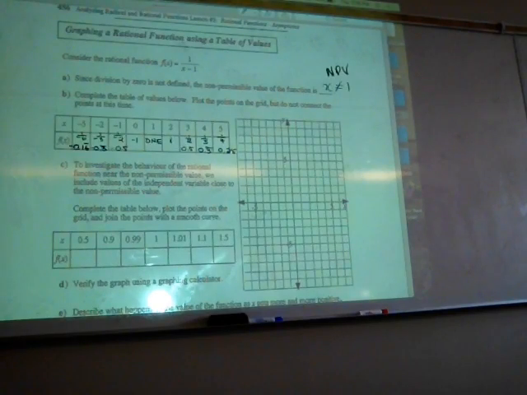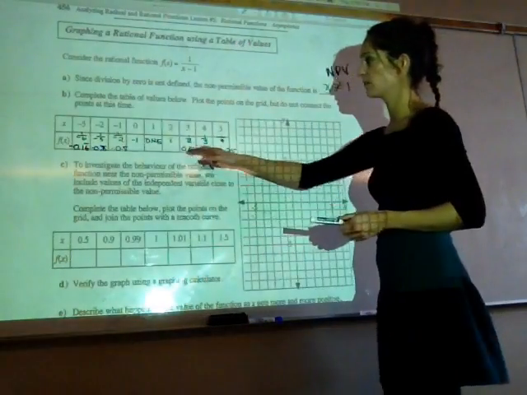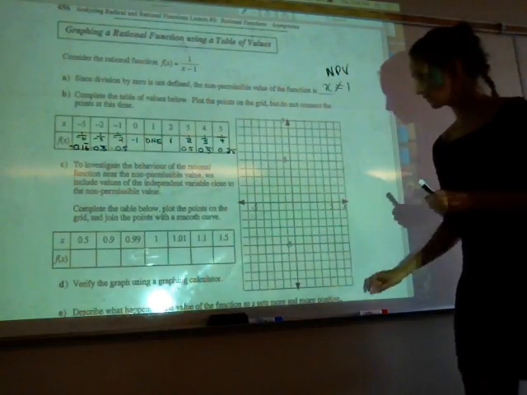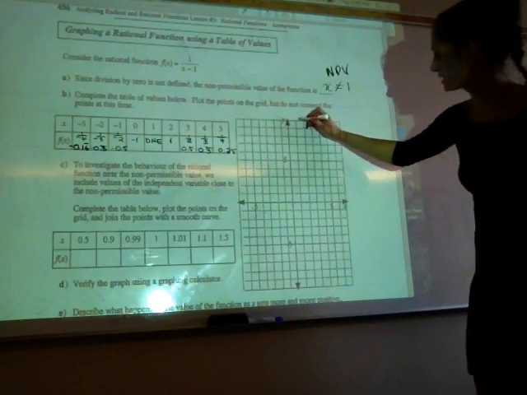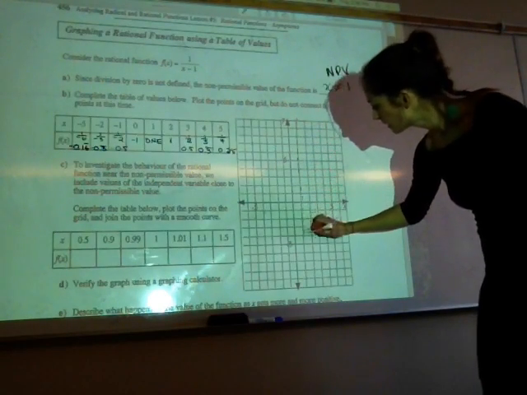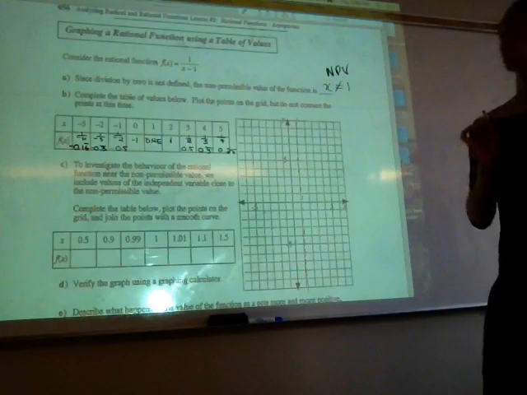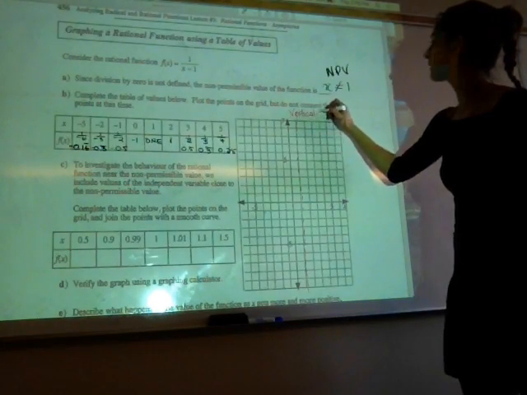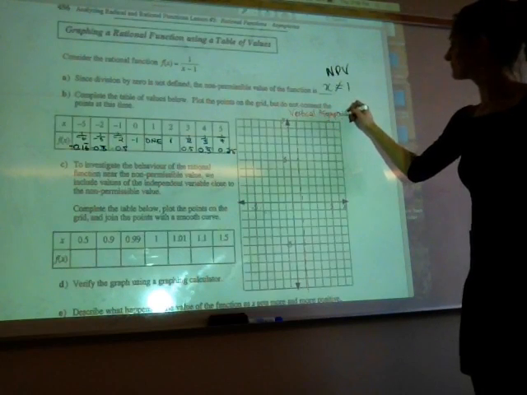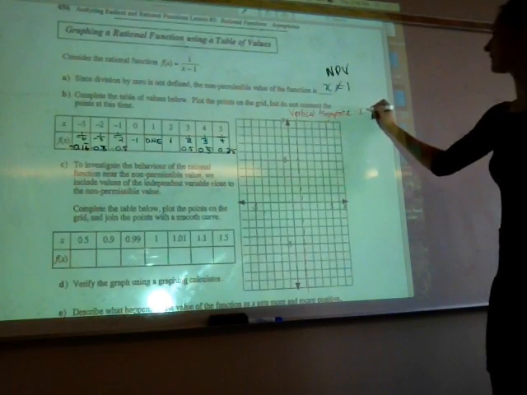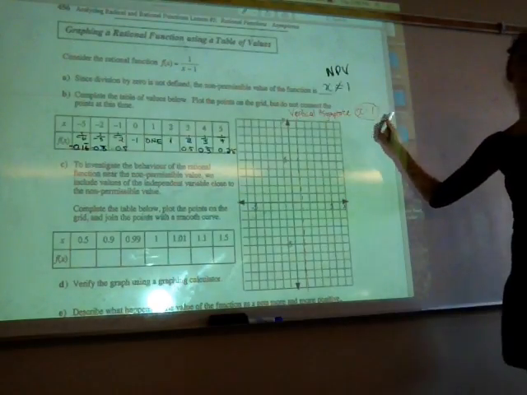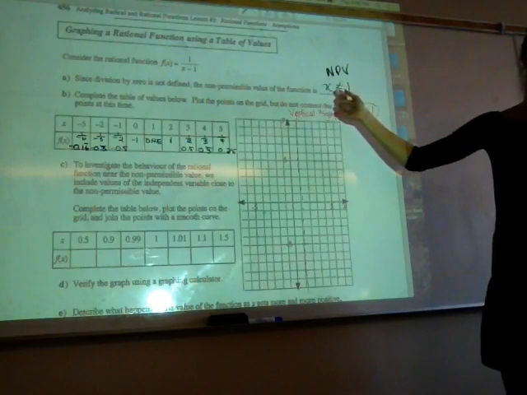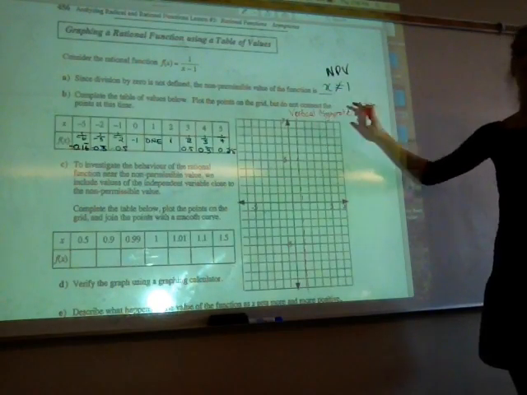So let's plot some of these points. And I'm actually going to start right with x equals 1. No matter where we are on the graph, when x equals 1, it will not exist. So using a dashed line, this is what we call our vertical asymptote. And that exists when x equals 1. So the equation of that asymptote is x equals 1. The restriction on the domain is that x cannot equal 1. But when we're describing the vertical asymptote, x equals 1.